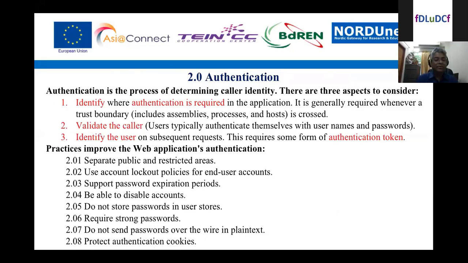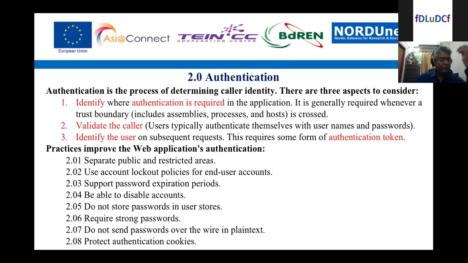So there are 3 aspects. Number 1 is identifying where authentication is required in the application. First, you have to identify the user, then validate the user, and then identify the user on subsequent requests. This requires some form of authentication token. So you have to do 3 things: identify whether authentication is required or not, then validate the user, and finally identify the user on a subsequent request.